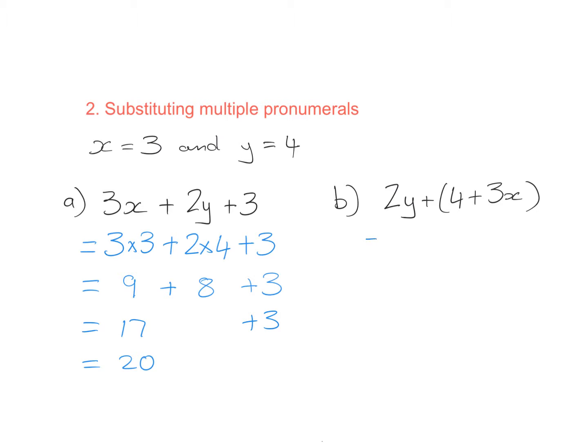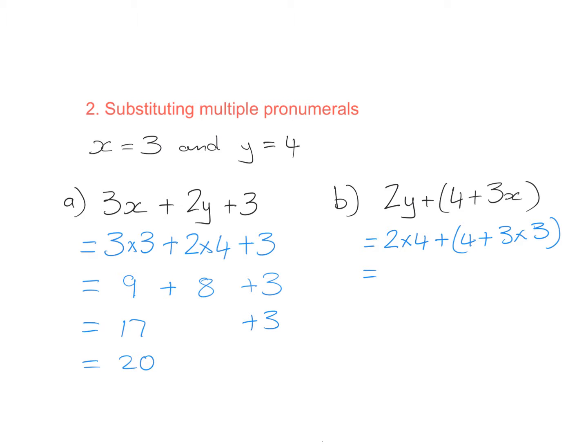So let's go ahead and do b. So we'll have 2 multiplied by 4, added to 4, add 3 multiplied by the pronumeral of x, which is 3. Now remember, we have something called BIMDAS here. So we've got to be careful of our brackets. We've got to be careful of our order of operations.